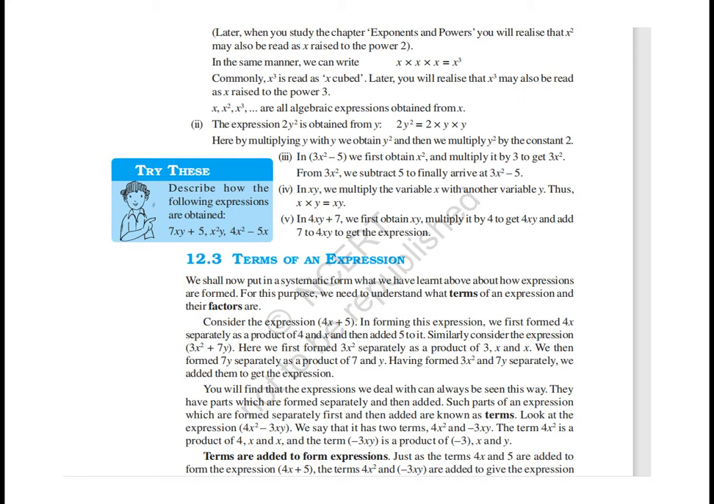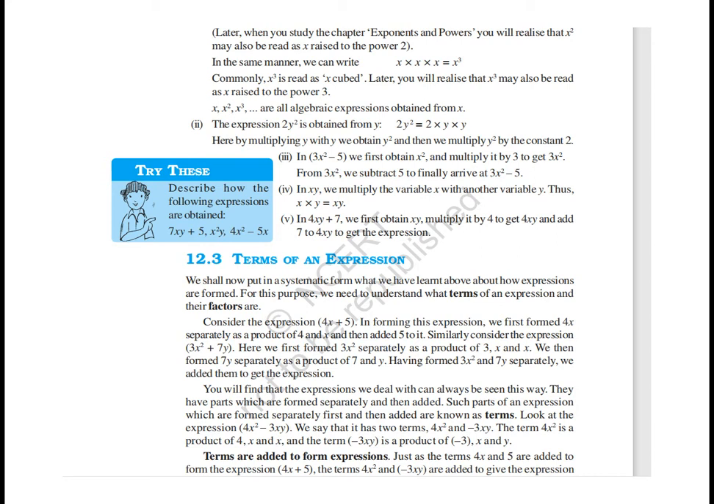So those parts of an expression which form separately first and then added or subtracted or multiplied are known as terms. So look into the expression 4x square minus 3xy. It has two terms, 4x square and minus 3xy. First term is 4x square. It is made of product of 4 into x into x. And second term is minus 3xy. It is product of minus 3x and y.